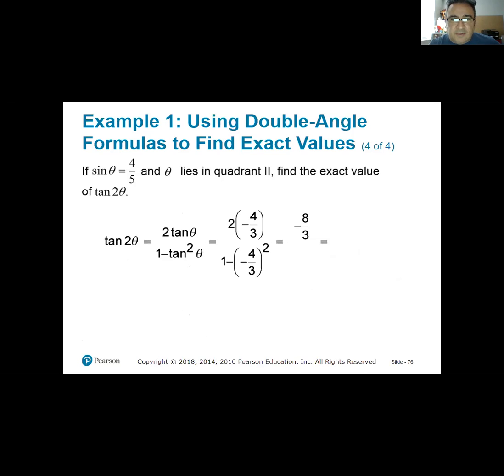So in the top, you've got 2 is 2 over 1, so you've got a negative 8 over 3. Notice that's the same step from before. Same place. And then on the bottom, you've got that squared, so it's going to be 1. Is it going to be a plus or a minus?